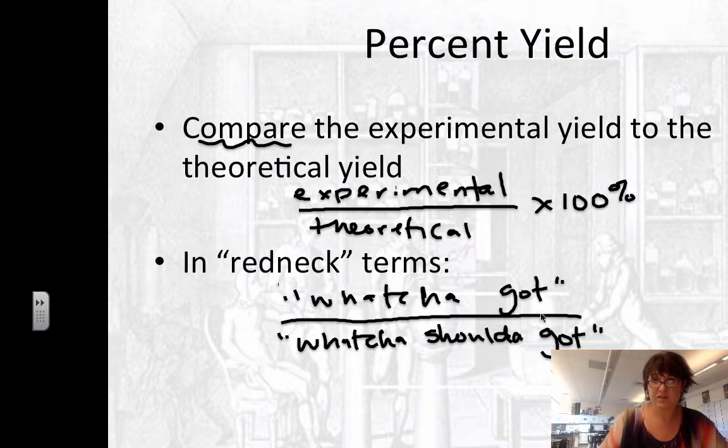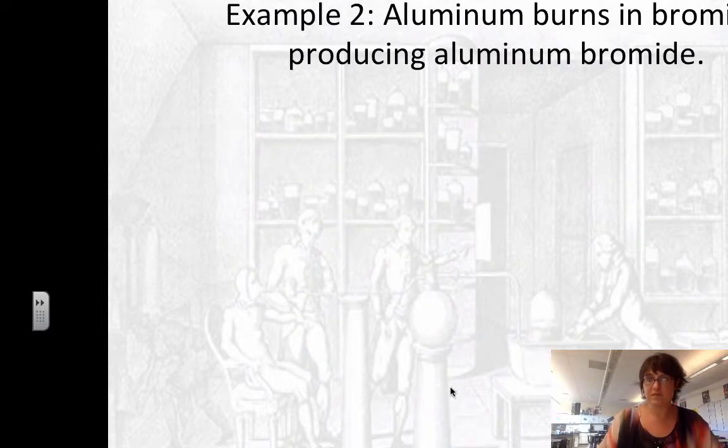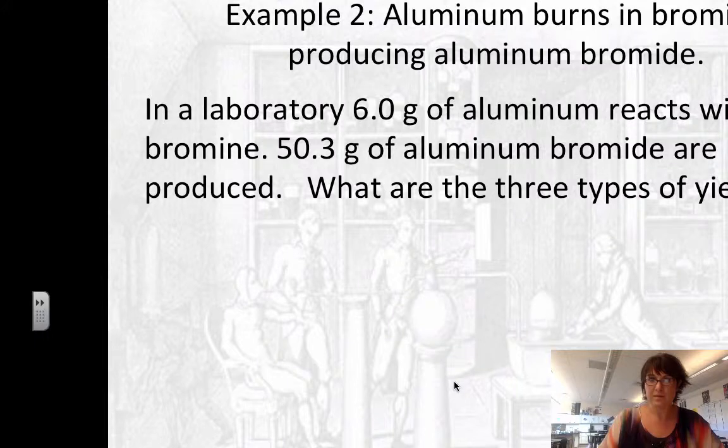And of course, you have to turn that decimal to a percent also. So let's work through these different types of expressing the yield in our reaction. Aluminum burns in bromine, producing aluminum bromide. So in a laboratory, if 6 grams of aluminum reacts with excess bromine, 50.3 grams of aluminum bromide are produced. We are supposed to find out what the 3 types of yield are.